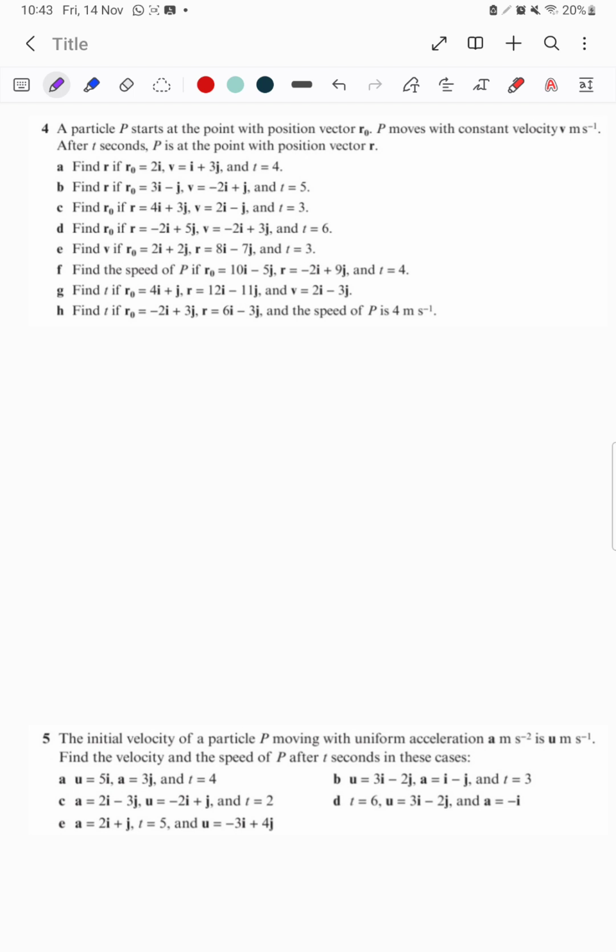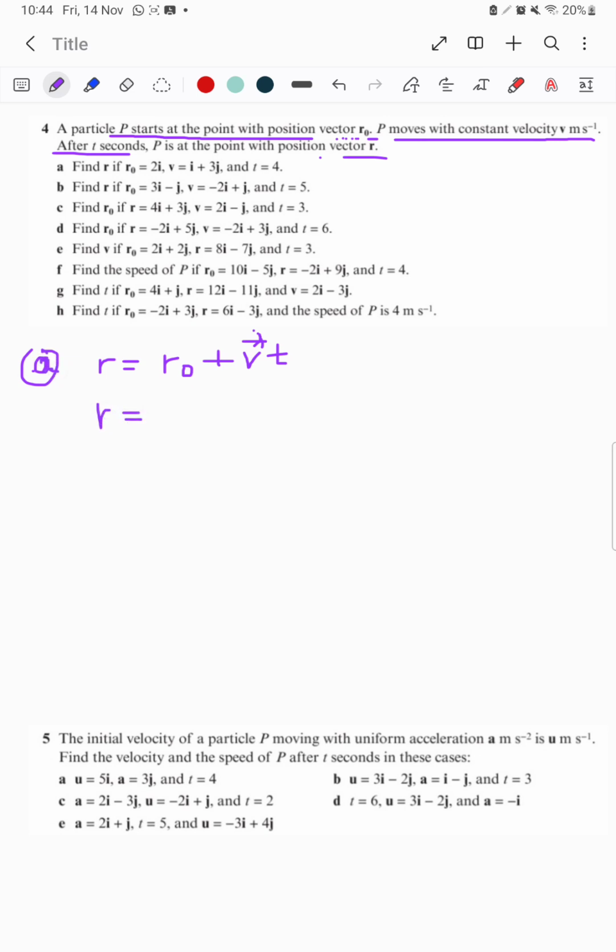So they said a particle P starts at a point with a position vector r0. P moves with a constant velocity v meters per second. After t seconds, it is at a position r. So basically we have r is equal to r0 plus the displacement taken place in the time t. First question is find r if r0, v and t are given. Which is pretty simple. We just need to substitute the values over here.